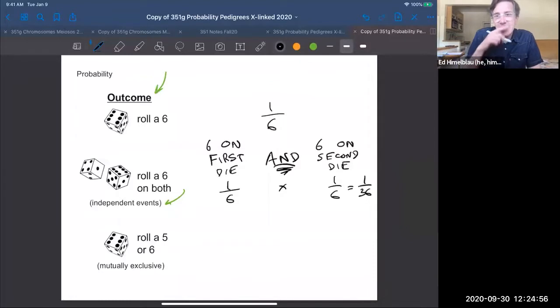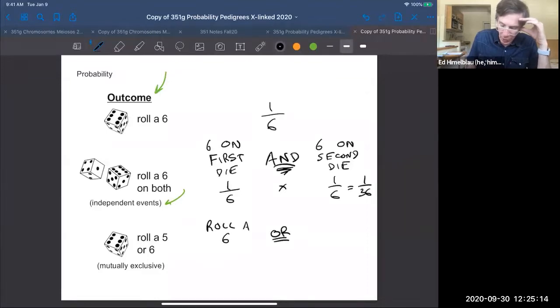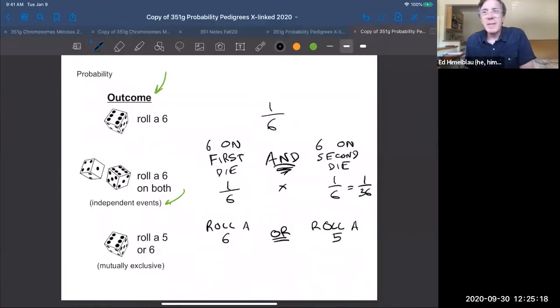Now, in the last example on this page, we have 1 die, and we can either roll a 5 or a 6. So we have 2 ways of getting the outcome that we want. We'll accept a 5 or a 6. Again, we could write it this way. We could roll a 6, or we could roll a 5. Either one of those is going to make us happy. So the chance of rolling a 6 is 1/6, and the chance of rolling a 5 is also 1/6.